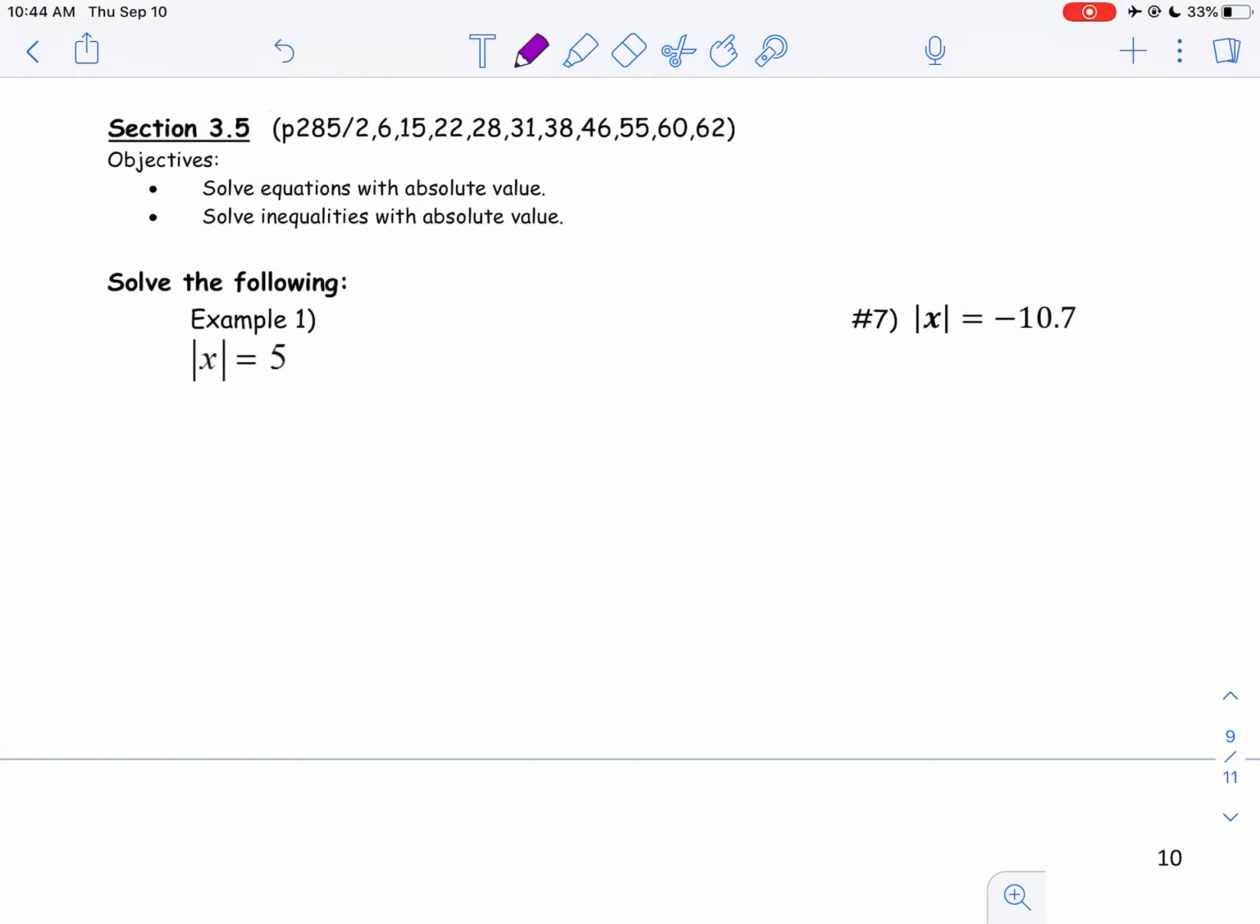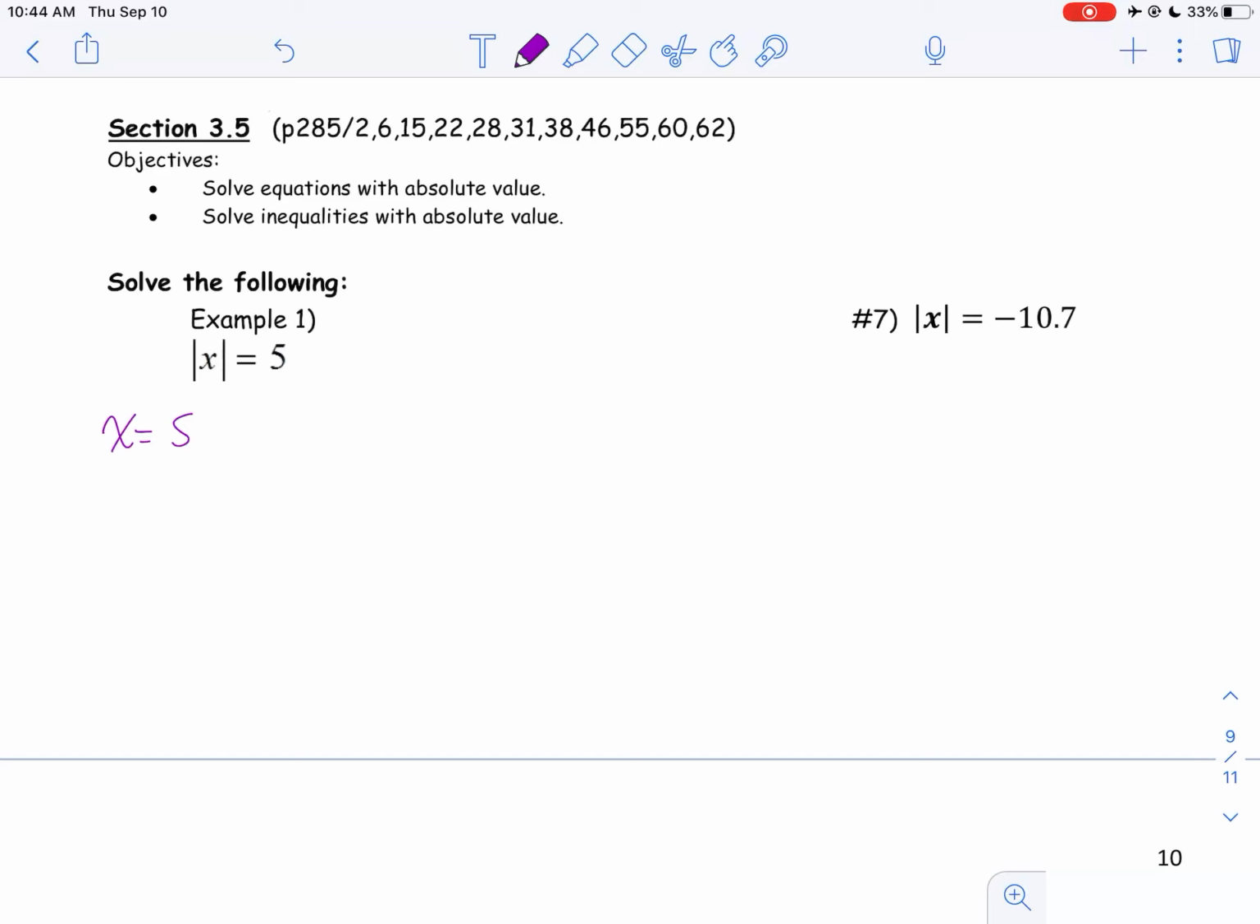Hello. In this video, we're going to take a look at solving equations and inequalities with absolute values. So start out easy. We have the absolute value of x equals 5. What number could I put in for x to make this equation true? You're probably thinking 5, right? Plug 5 in there, the absolute value of 5 is 5.